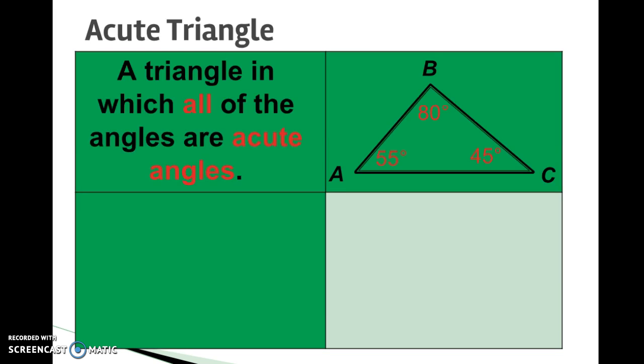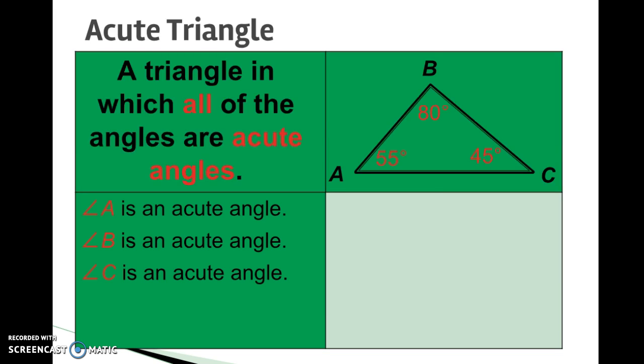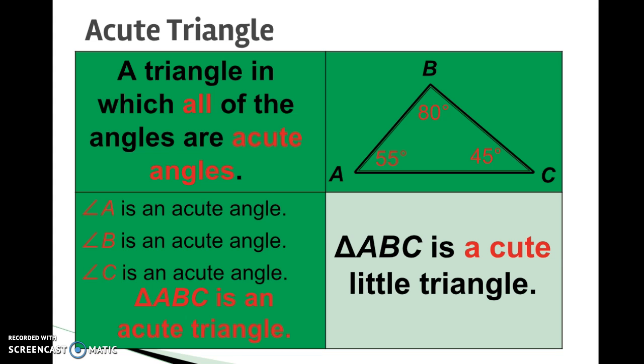An acute triangle is a triangle in which all of the angles are acute angles. Angle A is acute, angle B is acute, angle C is acute. Therefore, triangle ABC is an acute triangle. Remember, acute means to be smaller than 90, so they're all smaller than 90, therefore it is acute.